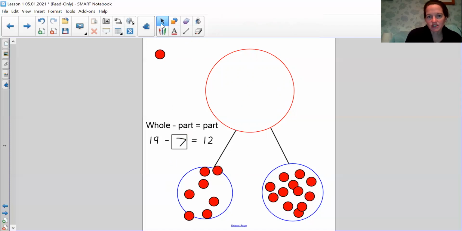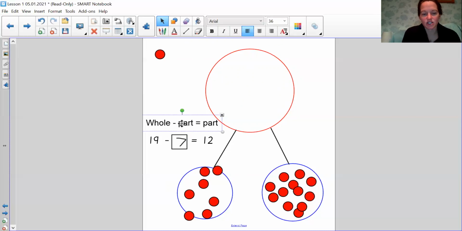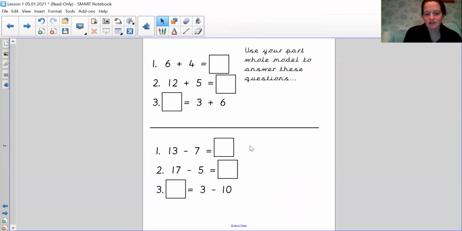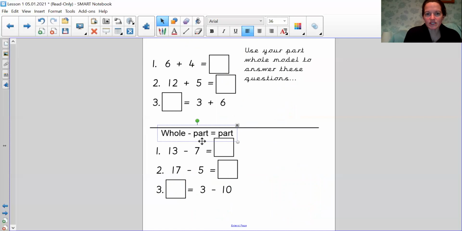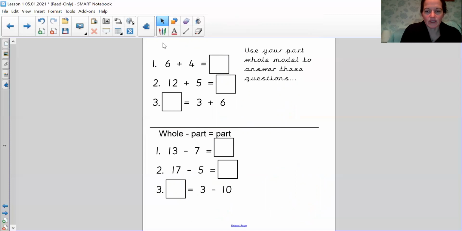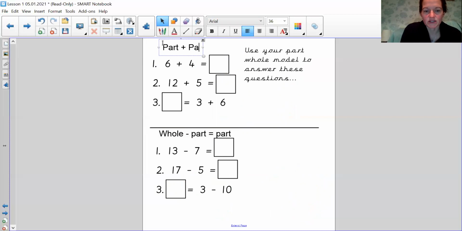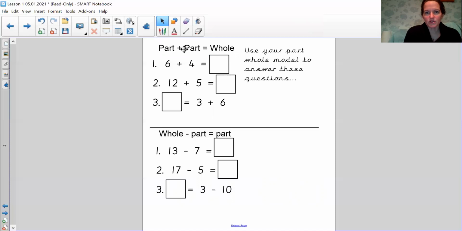So when you do your questions, think about this. Think about your whole minus part equals part. I'm actually going to copy that and put it here to help you. So these are the questions that I want you to do. And then up here, we have part plus part equals whole. So that will help you use your part whole model. So here I have 6 questions for you. Using your part whole model, I want you to answer these questions. On your piece of paper, you can write out the question and write out the answer.